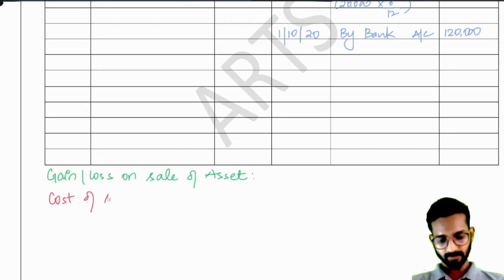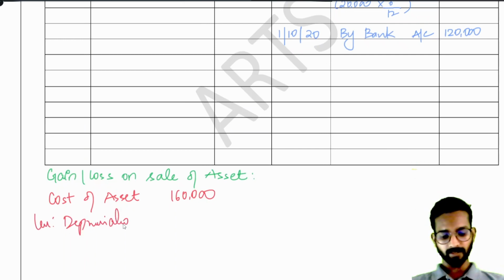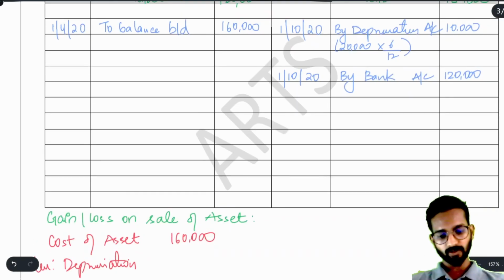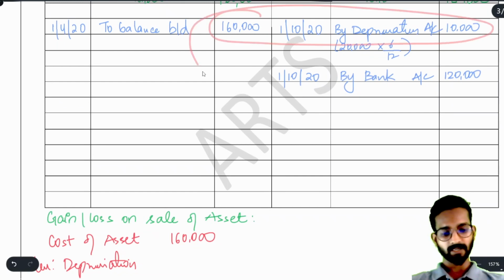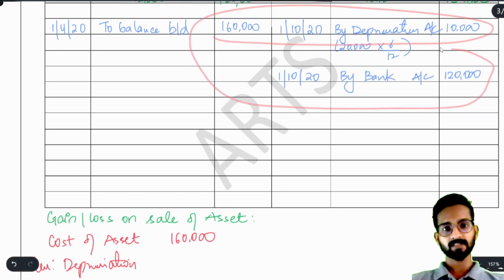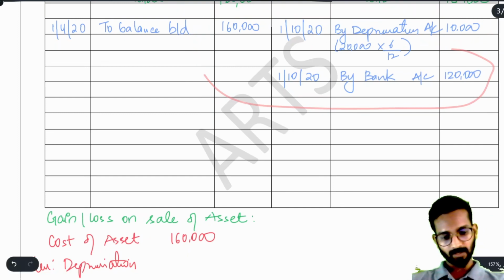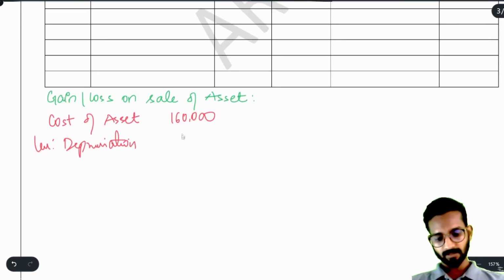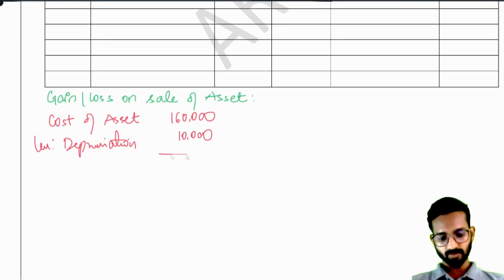cost of asset 1,60,000 less depreciation. Remember one thing which is very, very important: you will take cost and depreciation only of this particular year in which we have sold our asset. Okay, the previous year cost, previous year depreciation, you will forget everything for the straight line method. Remember this. Now you can say less depreciation is 10,000. So now the cost became 1,50,000.